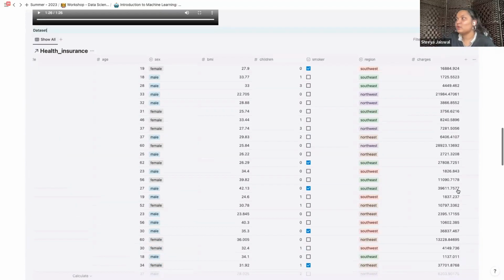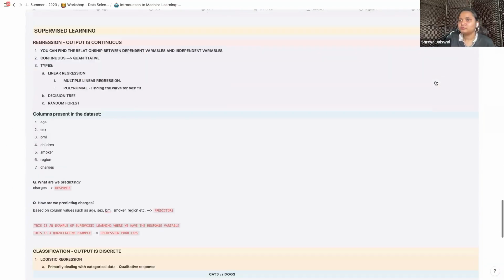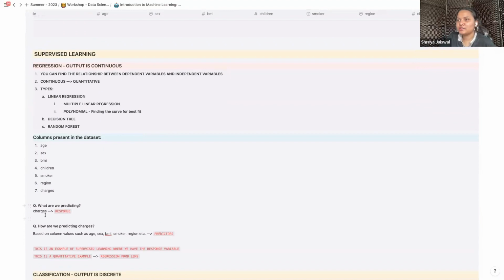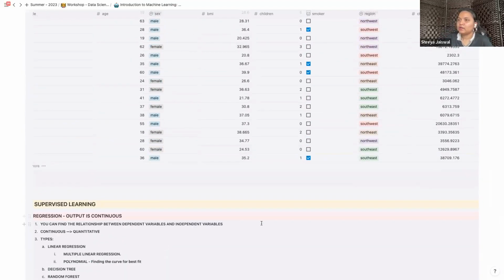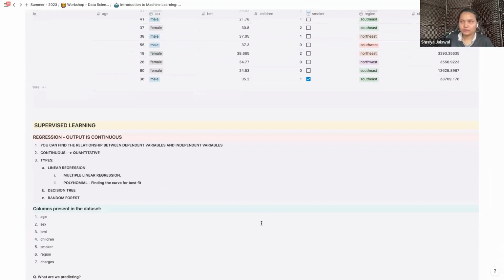So our response variable here is going to be charges. So charges is my response variable. And how are we going to predict the charges? It is going to be based on our different column values or features, as I said, such as the age, BMI, smoke, and the region. So these are called the predictors. Now what we see here is the response is a numerical value, right? And we know what we are going to predict.